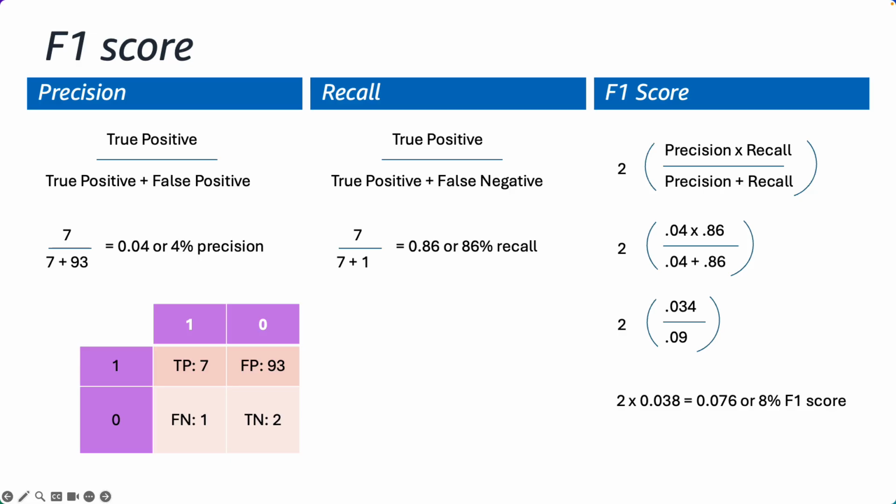The F1 score will give you one value to represent how well the model performs. The F1 score is a type of average. It is a harmonized average of precision and recall, and the formula is 2 times the precision multiplied by recall, divided by precision plus recall. And the F1 score for this is 0.08 or 8%. And this tells us that the model is not great.